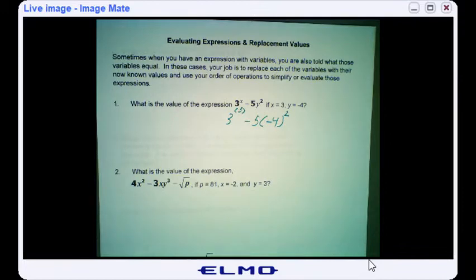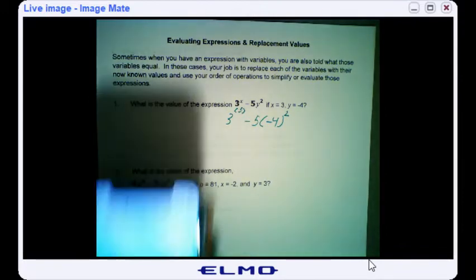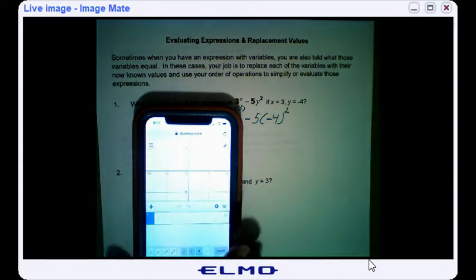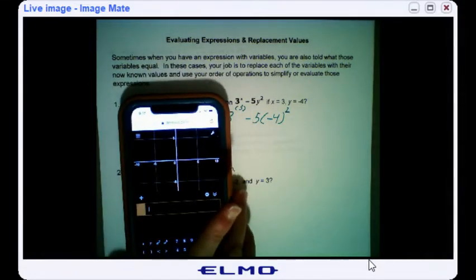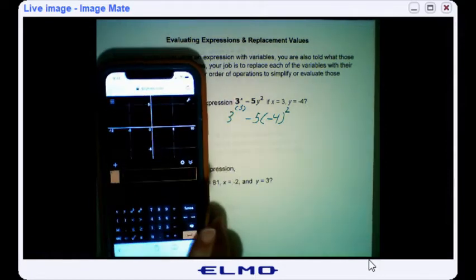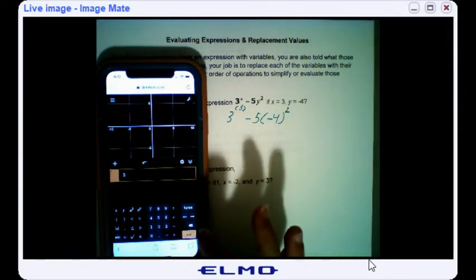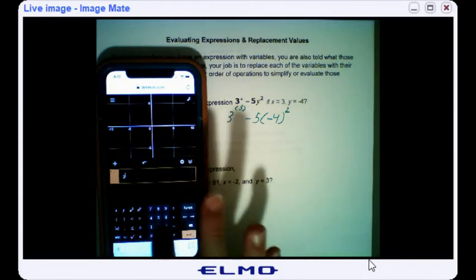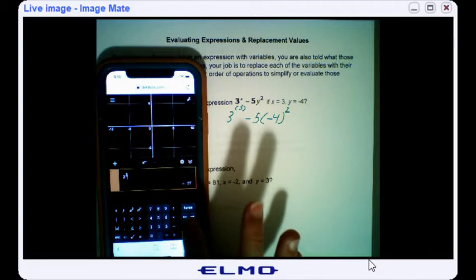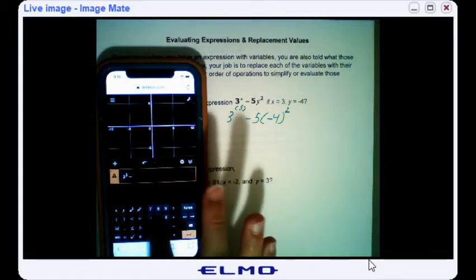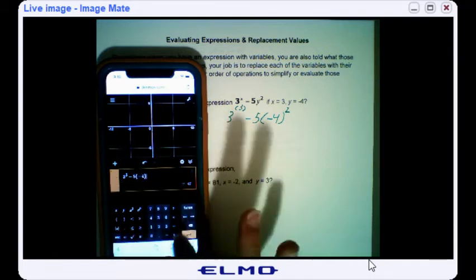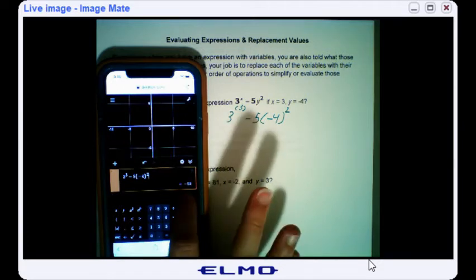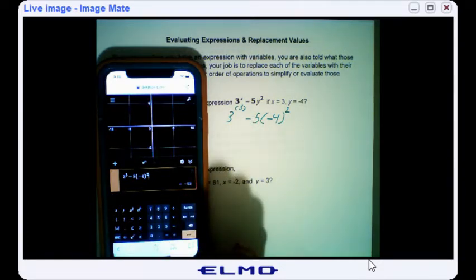The parentheses are super important, especially if we're raising something to a power. So now I'm going to take Desmos. I can't remember if you can see that on my. Give me a sec. And I'm going to type it in. So I have 3 cubed minus 5 negative 4, which is just the minus sign, and I'm squaring it. And it tells me my answer down there, negative 53.